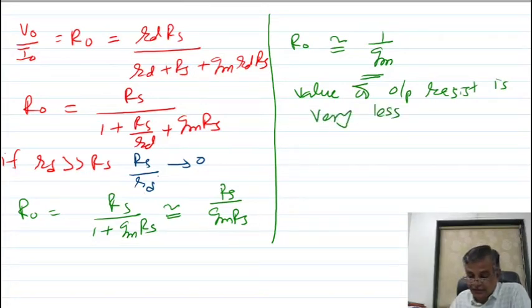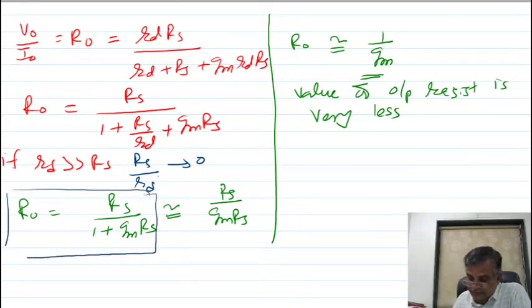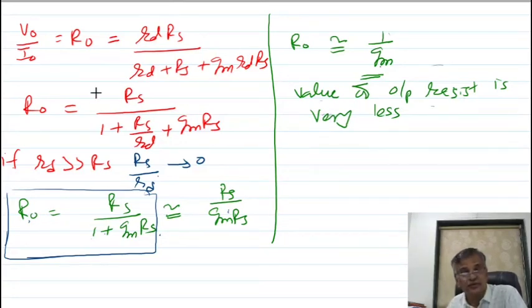So remember this equation for numerical. What is Ro? Output Rs upon 1 plus gm Rs. I can write this in this way also, I can write Ro is also 1 by gm. So this equation indicates that your output resistance of the common drain is very, very low. In previous lecture we have proved that voltage gain is less than 1, and output resistance, you can say, is very less.